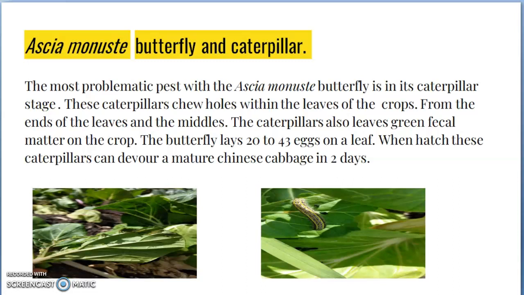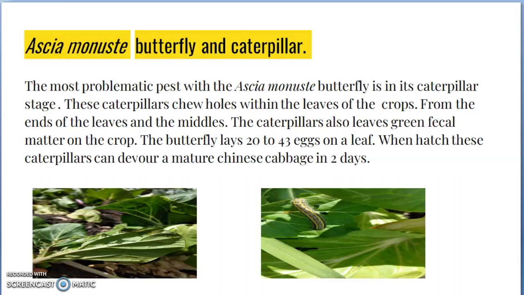Continuing with the Asicamonsu butterfly and caterpillar, the most problematic pest with this butterfly is in its caterpillar stage. These caterpillars chew holes within the leaves of the crop, from the end of the leaf and the middle. The caterpillars also leave their green fecal matter on the crop. Therefore, that's how you will know that there are caterpillars eating your crop and are present.